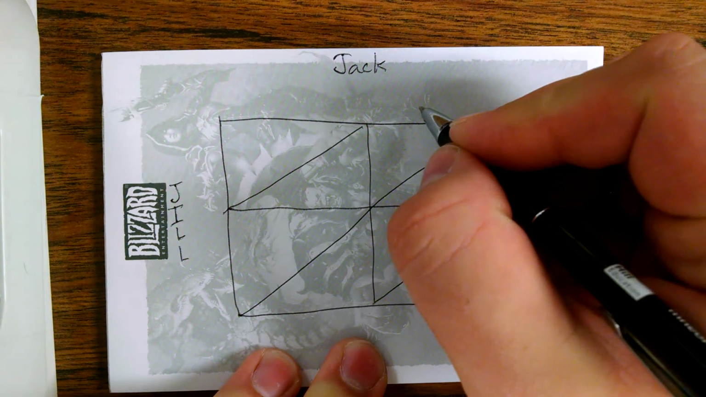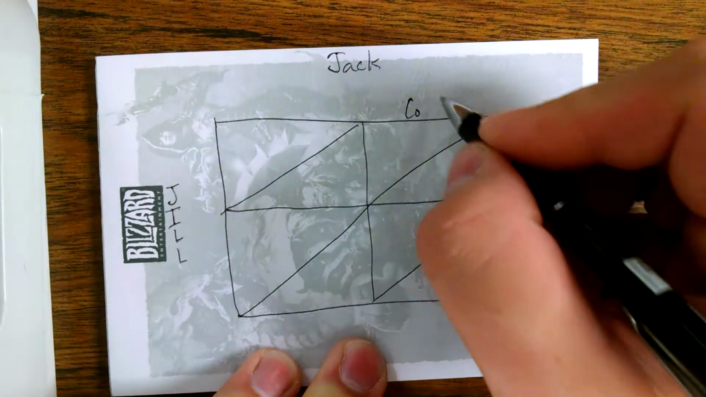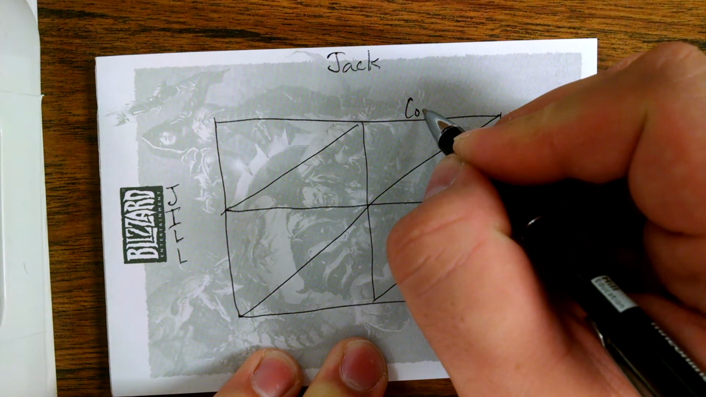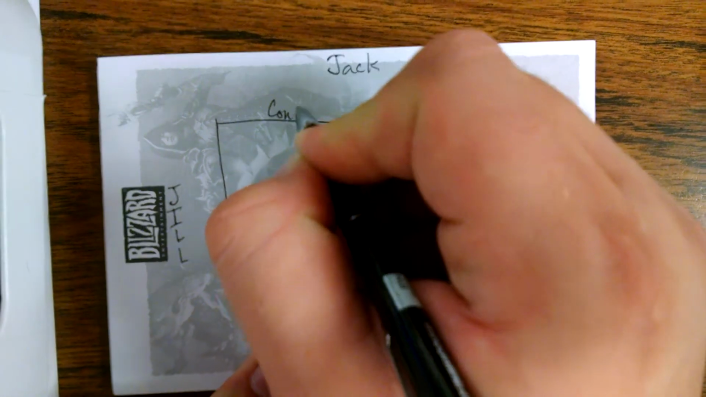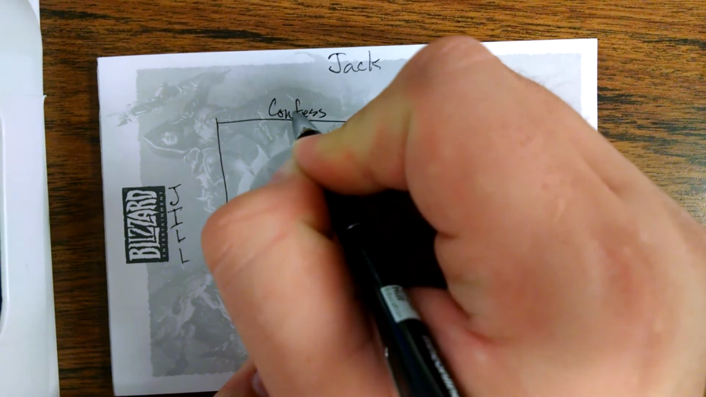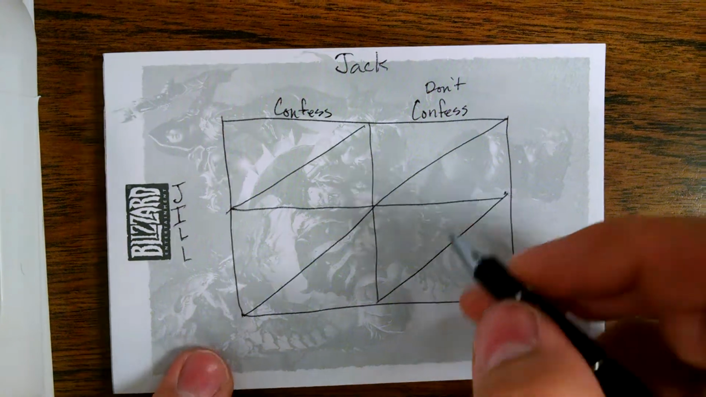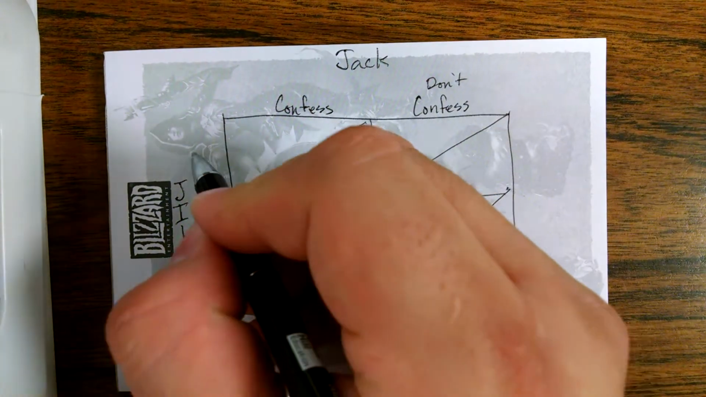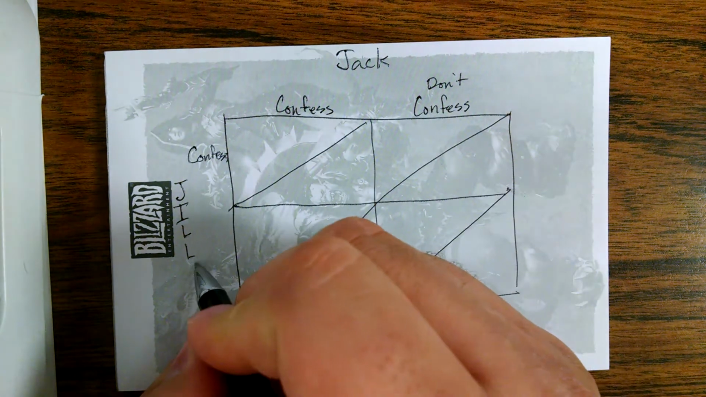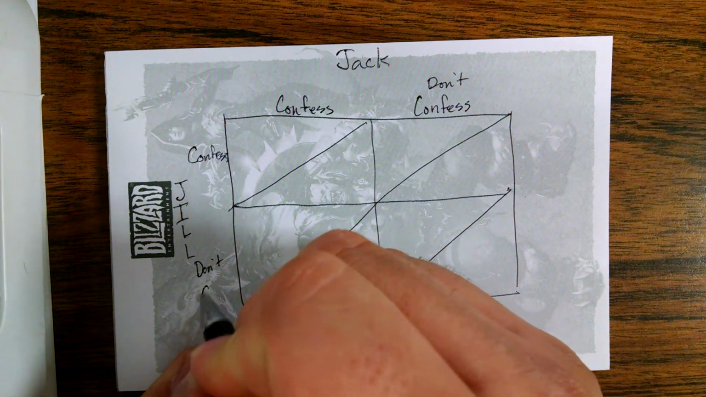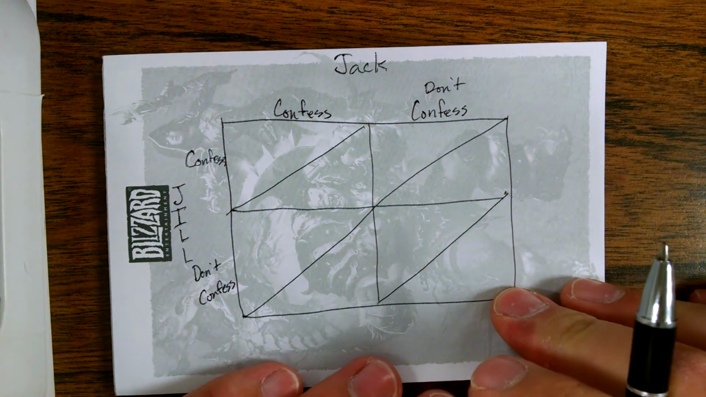Okay, they can either confess or not confess. Okay, so this is Jack's two choices on the side right here. Keep them the same. Confess and don't confess. Okay, that's only part of it. Now you got to get the rest of it.